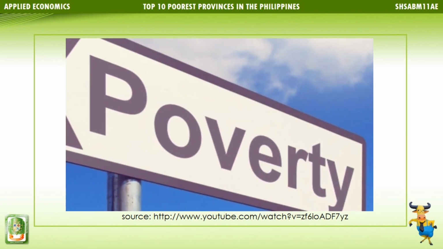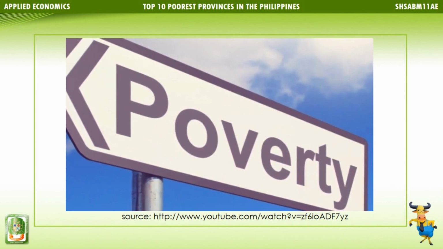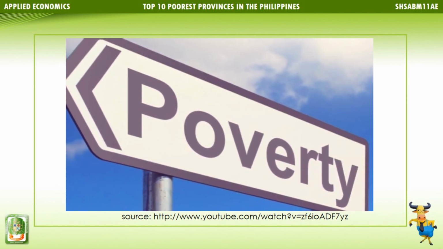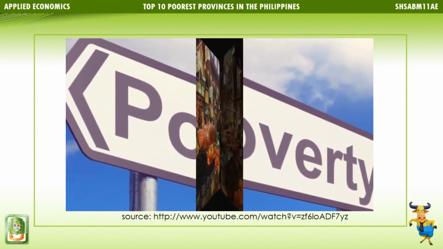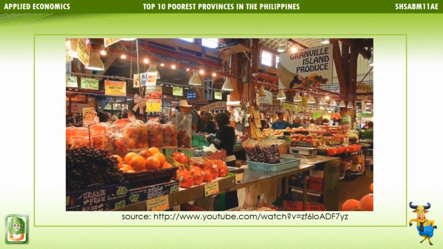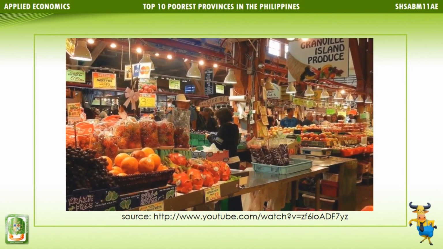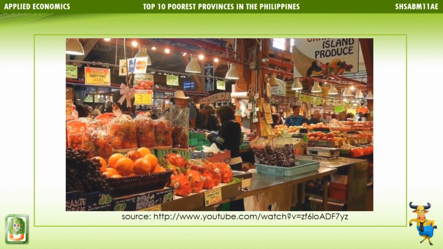According to NAPC, poverty incidence in 201 increased to 25%. Meaning, 1 in 4 Filipinos lives in poverty. The higher count of poor people is because of food prices and the result of Super Typhoon Yolanda. So here's the list of 10 provinces in the Philippines that have the highest poverty incidence this year 2019.